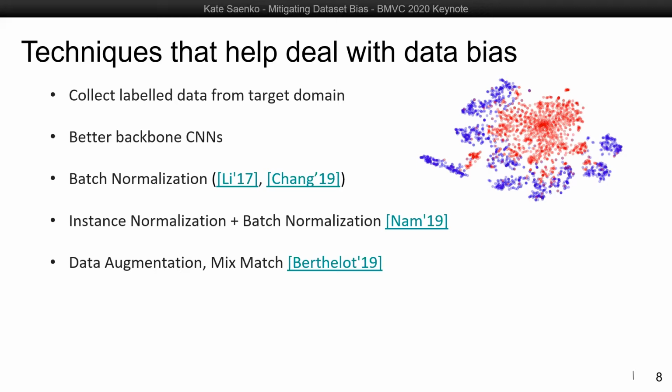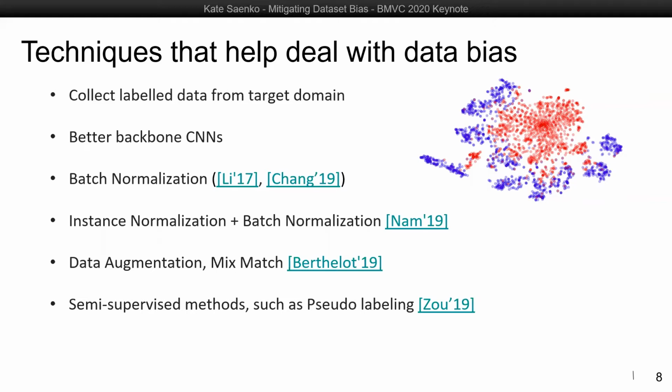Another useful technique is data augmentation, or methods such as MixMatch, which can be used to reduce the sensitivity to domain shift as well. We can alternatively also use semi-supervised methods such as pseudo-labeling to propagate labels from source to target points. And finally, and this will be the focus of the rest of my talk, we can use domain adaptation methods.